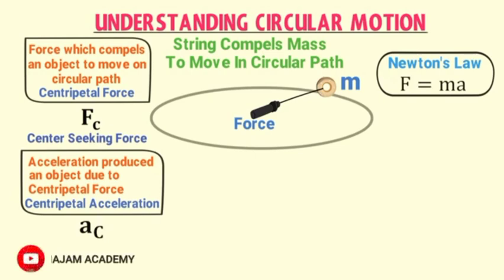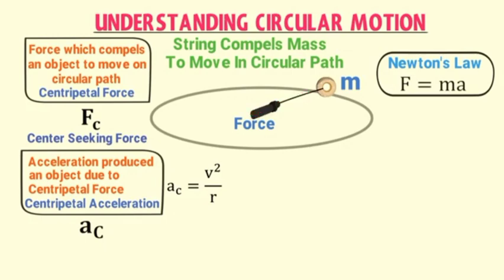The formula of centripetal acceleration is ac is equal to v squared upon radius. Remember this very important point. Both centripetal force and centripetal acceleration are towards the center. It means that both the direction of centripetal force and centripetal acceleration is towards the center.